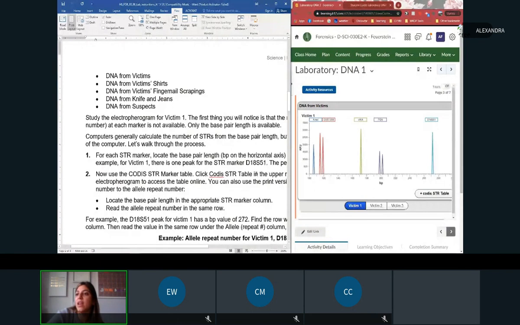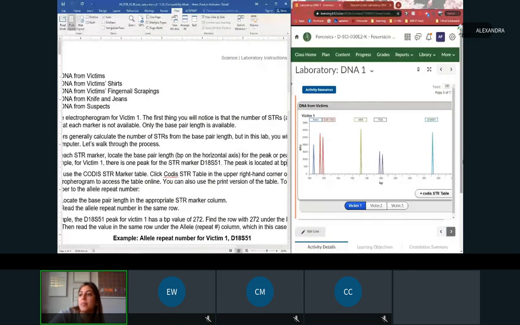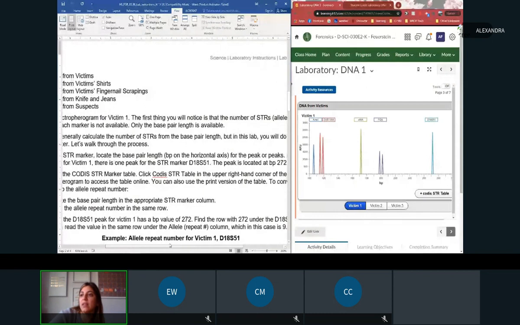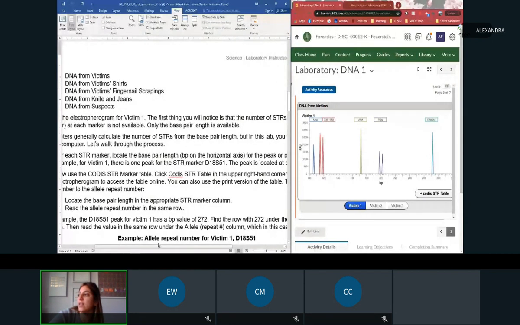Okay. So then we notice that there's one peak for the STR marker, and the peak is at 272. It's only one peak, meaning they have 2 of the same allele. So now we use the CODIS STR marker table. You're going to click on the table, in this case in the bottom right-hand corner, and then you can use that table to convert the base pair number to the allele repeat number. So we know that it's at 272.